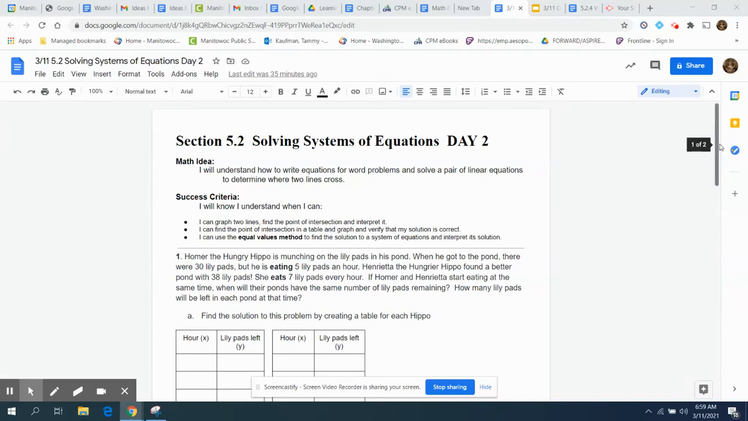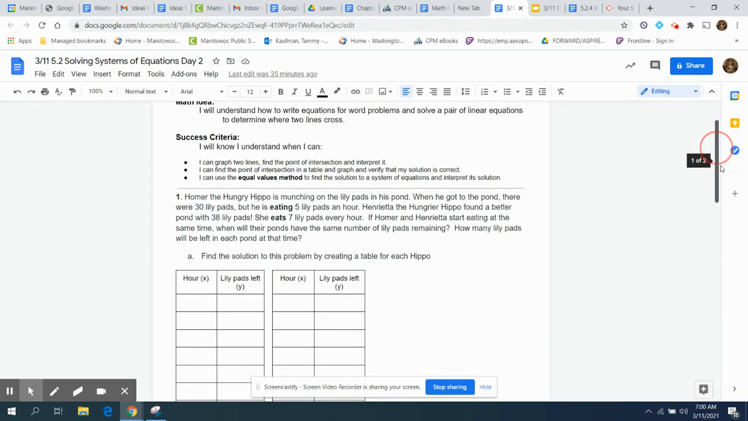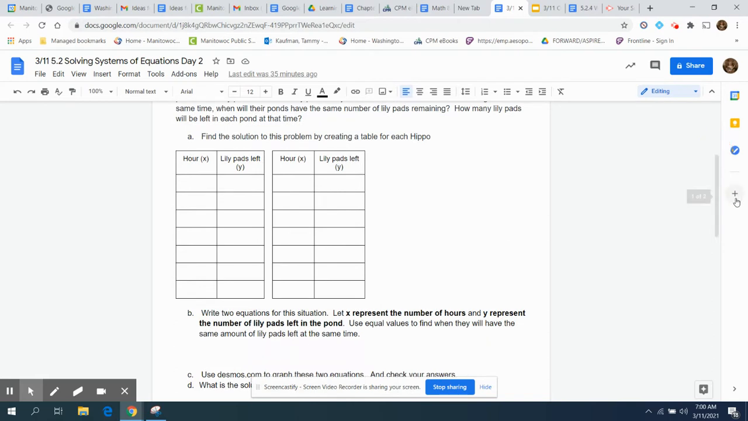Again, today we're going to continue our work with systems of equations. There's a little story problem about Homer the hungry hippo, and they're eating lily pads. So be careful when you're thinking about your growth. If I'm eating, that's going to be a decreasing growth. So you're going to make your tables, write equations.